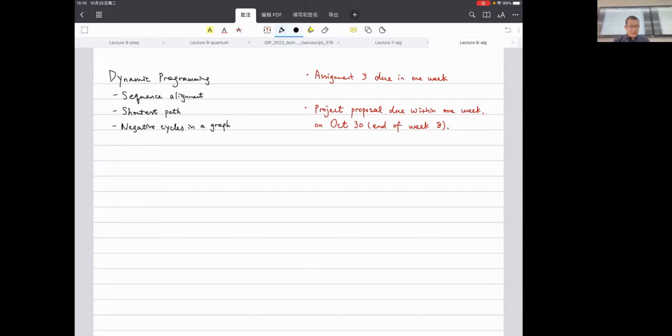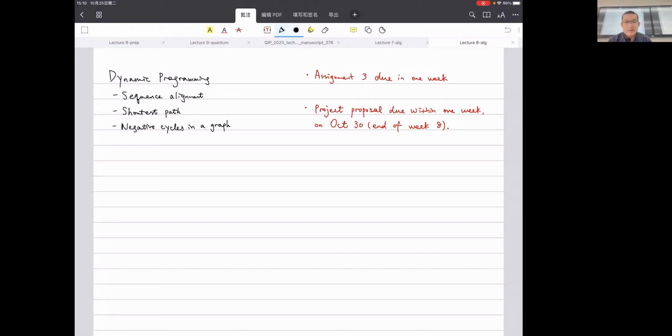Before the start of the class, I have two announcements that I want to confirm with you. The first announcement is that assignment 3 will be due in 1 week, basically by the start of the next class. Please keep in mind that you don't want to submit your assignment 3 late. And the deadline is within 1 week.